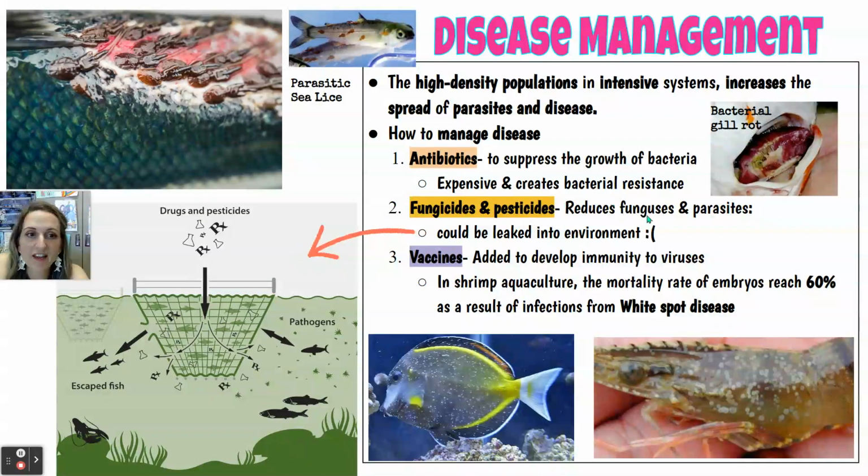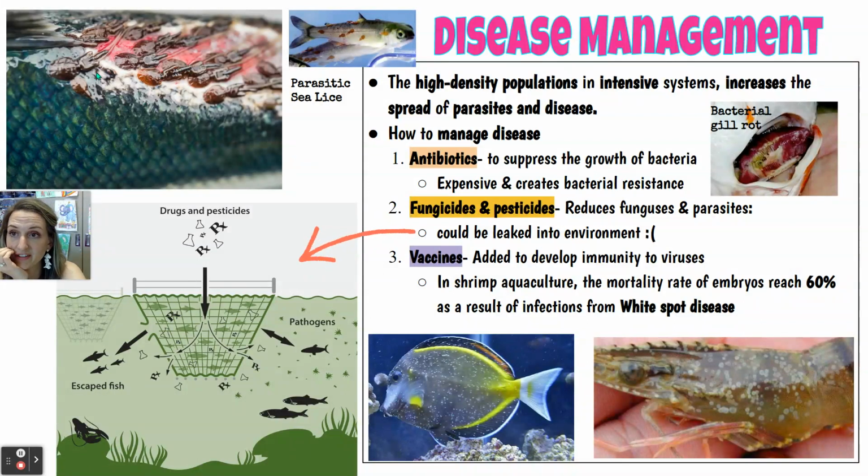Fungicides and pesticides reduce funguses that grow on them and parasites, which are the pest. These could leak into the environment and again cause the same situation, cause resistance. A common one is ick. It's this white spot disease on them.